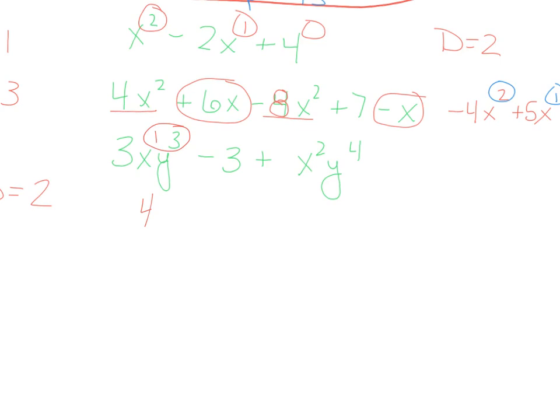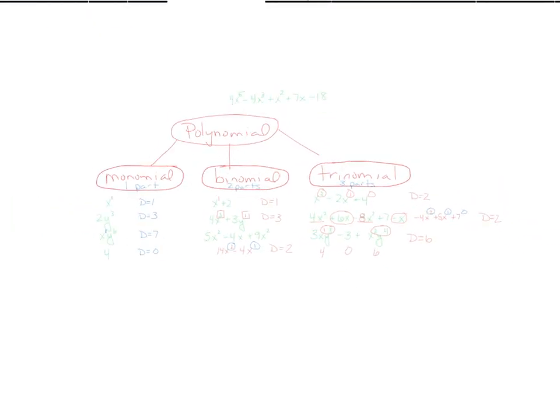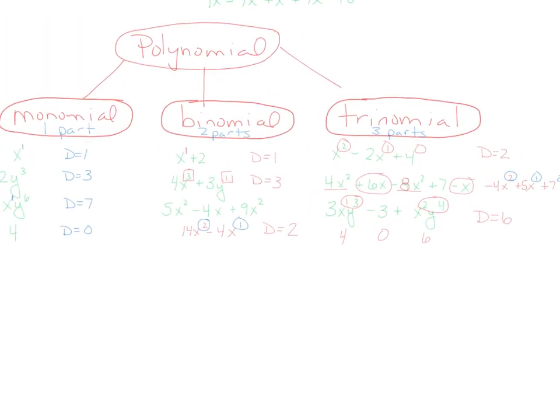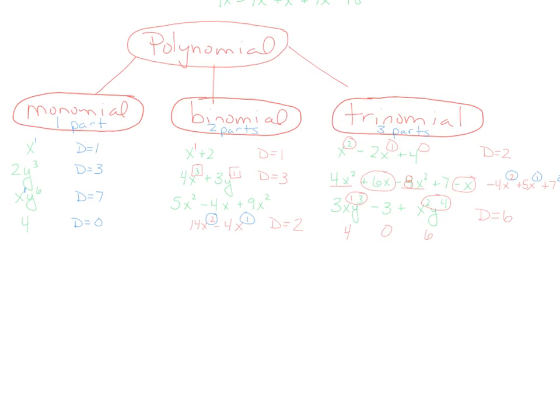So the degree here would be 4. The degree on the negative 3, there's no variable, so there's no degree there. And then if I look here, the degree here is going to be 6. Again, just pick your biggest. So your degree is going to equal 6. All right, so now let's go ahead and go to the next page here.